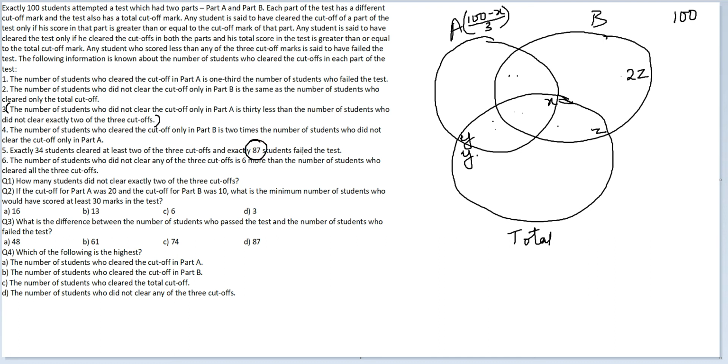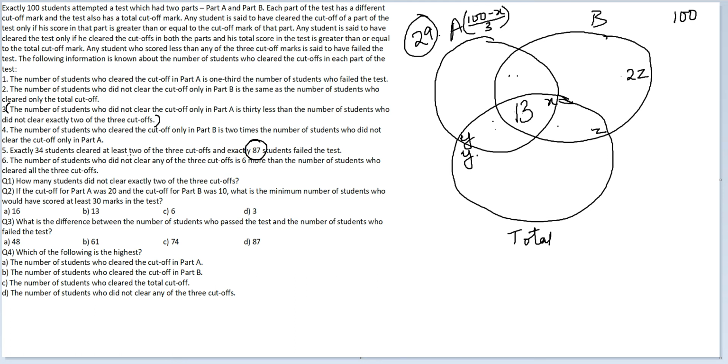If 87 students failed the test and there were a total of 100 students, 13 students passed the test. If 13 students passed the test, 100 minus 13 is 87, 87 by 3. There are 29 people in it. This can also be deduced.